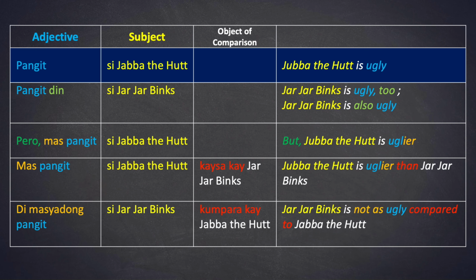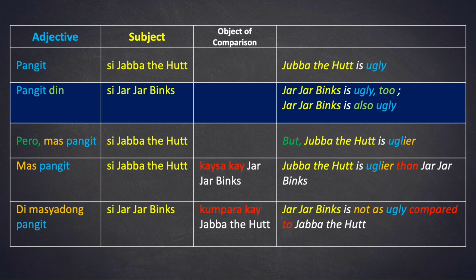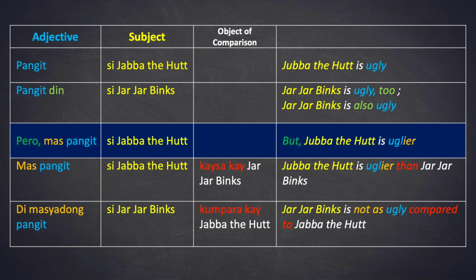Alright? Pangit si Jabba the Hutt. Jabba the Hutt is ugly. Pangit din si Jar Jar Binks. Jar Jar Binks is ugly too. Or Jar Jar Binks is also ugly. Pero mas pangit si Jabba the Hutt. But Jabba the Hutt is uglier.